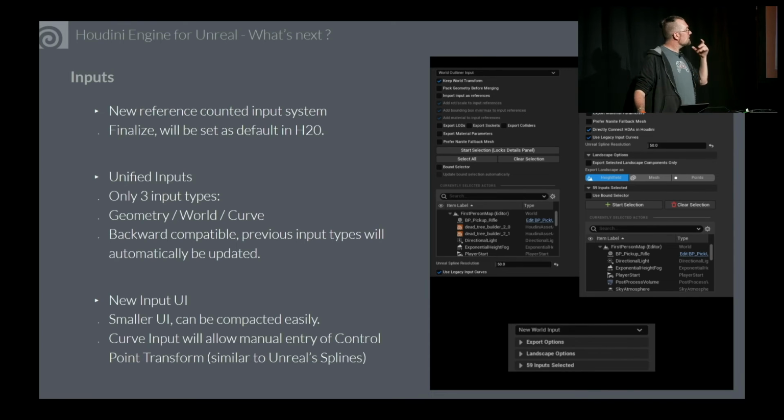Same thing for the world input. The world input with the new input UI is slightly bigger when fully extended because we've merged multiple. So you have the landscape options that are now part over there. But when closed, you have the ability to get them take a much smaller UI space.